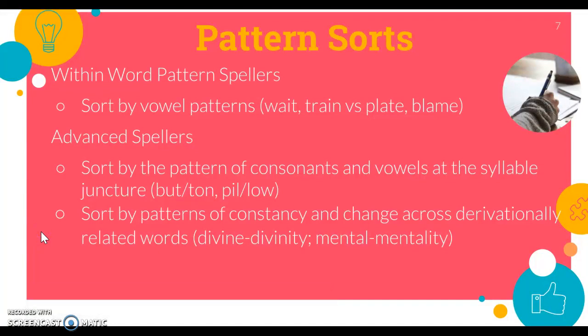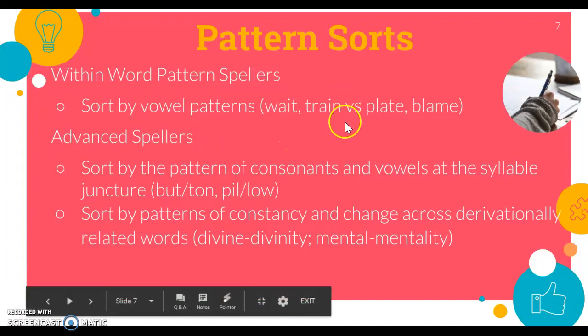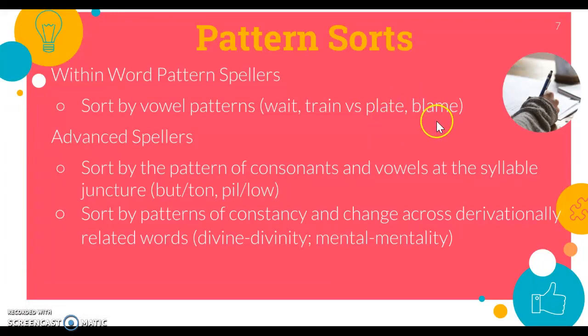Another type of sort that you'll encounter is the pattern sort. So looking at patterns of letters and word combinations. If you're teaching the Within the Word Spelling Pattern book, you'll sort by vowel patterns such as the AI in wait and train, or the E at the end, also known as evil E or bossy E, as in plate and blame.